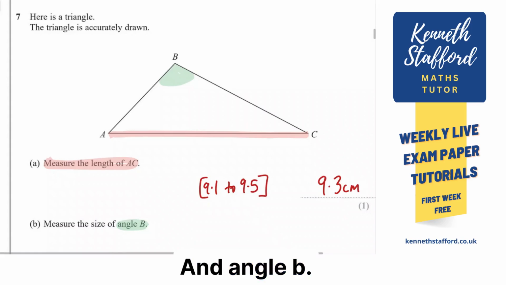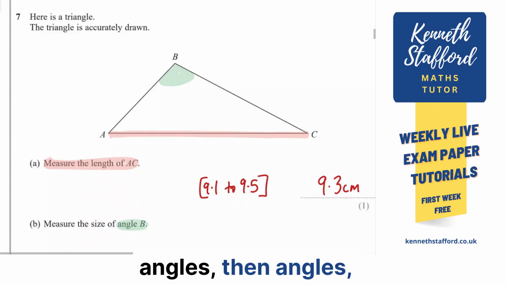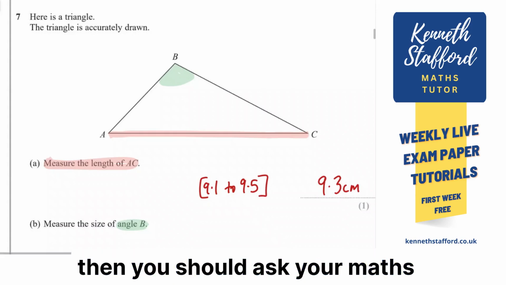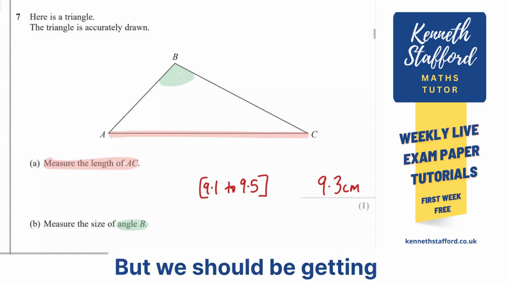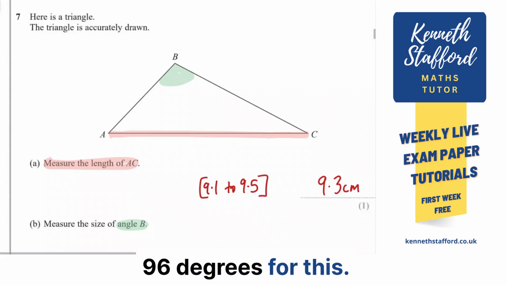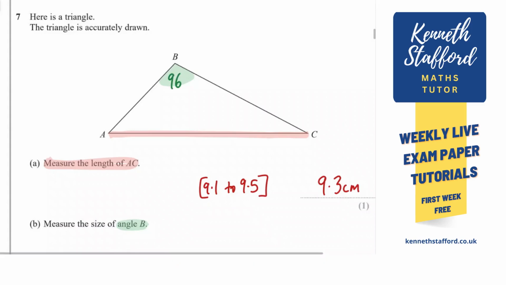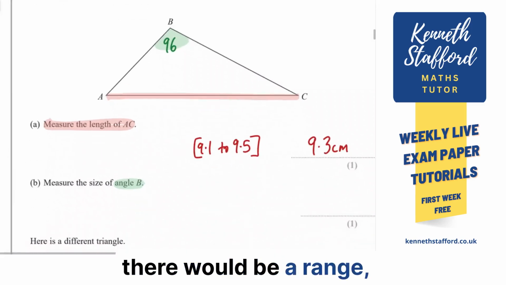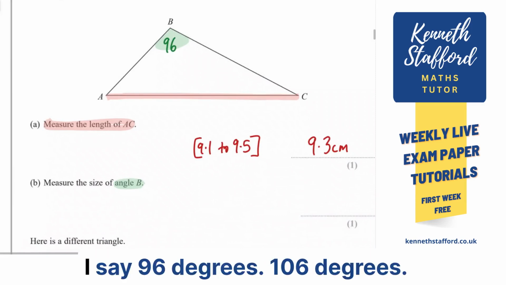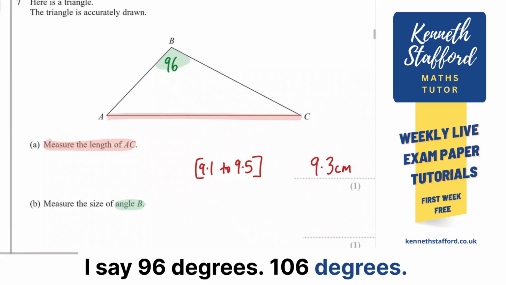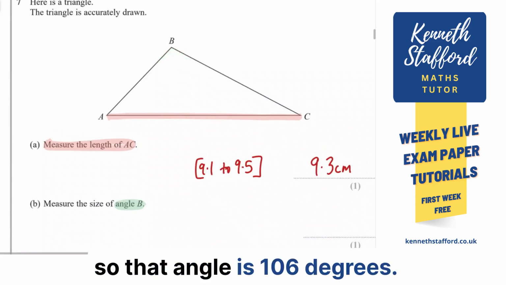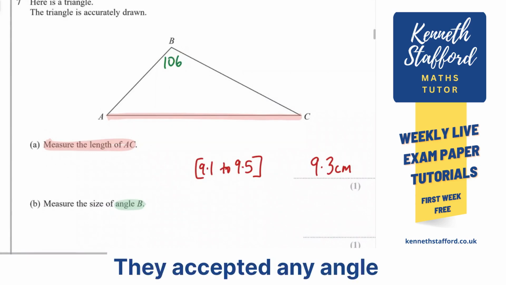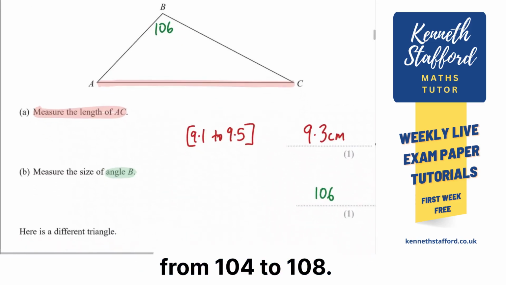And angle B, if you're unsure how to measure angles, then you should ask your maths teacher or maybe have a look for some videos on how to use a protractor. But we should be getting 106 degrees for this. And again, there would be a range. So that angle is 106 degrees. And they accepted any angle from 104 to 108.